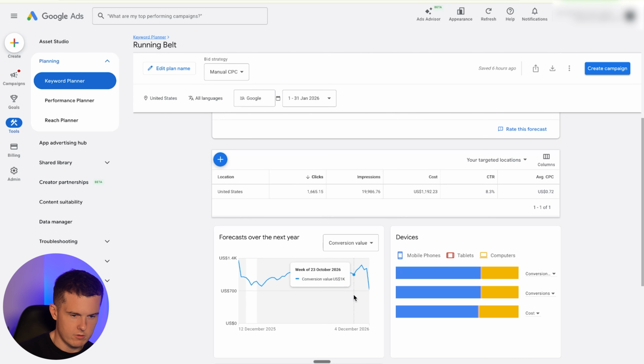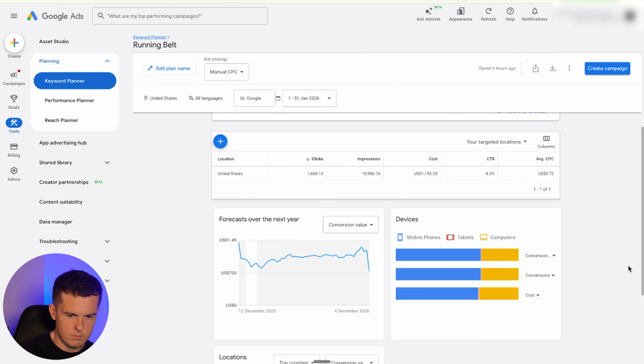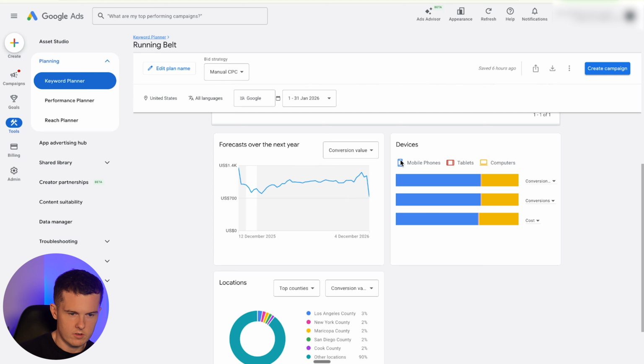We can also get more information on things like percentage of computers versus mobile. You can see mobile is much greater in terms of absolute volume across cost and conversion metrics. So something like that would be useful. You need to make sure then that you're optimized for mobile.